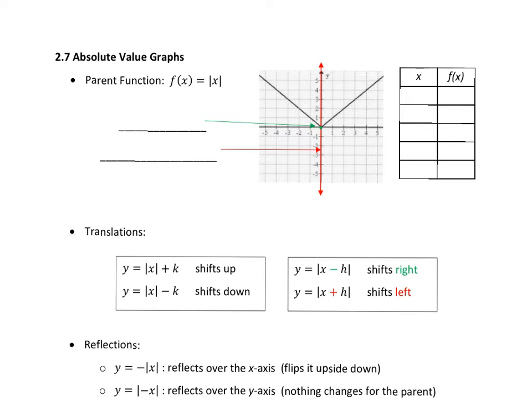All right, you guys, this is 2.7, which is a lot like 2.6a, but now dealing with absolute value graphs. So the parent function for absolute value always has the bars with just the x inside. So f of x equals the absolute value of x. What you see here, the green, is this little point right here, is your vertex. And then the red is your axis of symmetry.